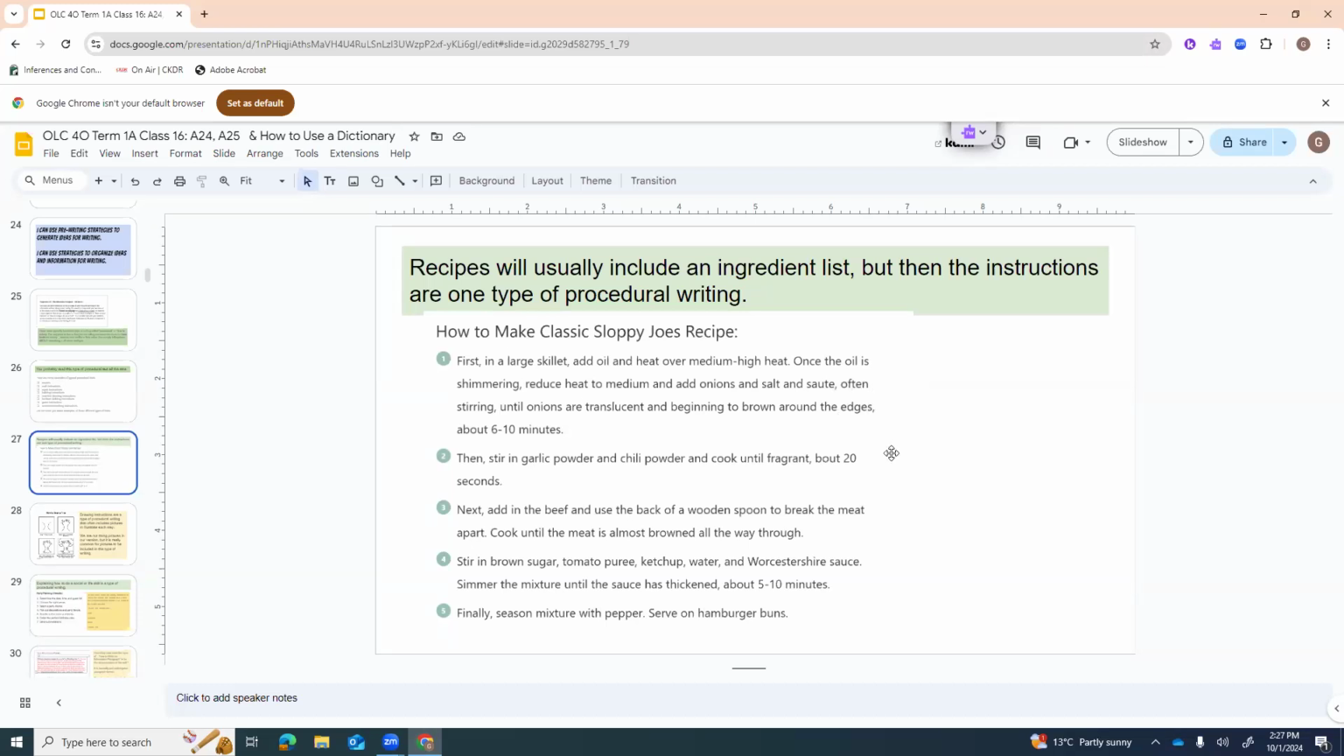Then stir in garlic powder and chili powder and cook until fragrant, about 20 seconds. Next, add in the beef and use the back of a wooden spoon to break the meat apart. Cook until the meat is almost browned all the way through. Stir in brown sugar, tomato puree, ketchup, water, and Worcester sauce. Simmer the mixture until the sauce has thickened, about 5 to 10 minutes. Finally, season mixture with pepper. Serve on hamburger buns. So that's kind of how procedural writing sounds.